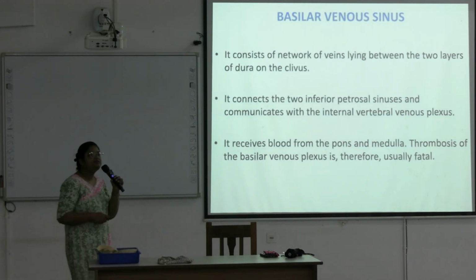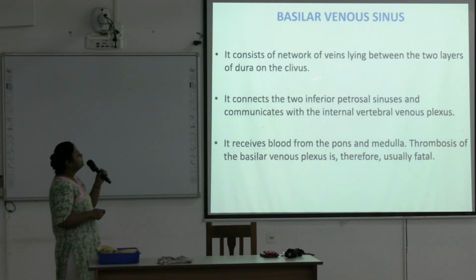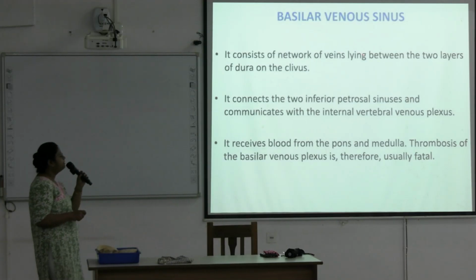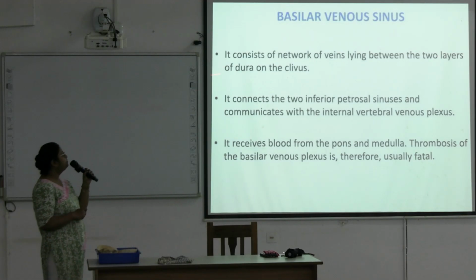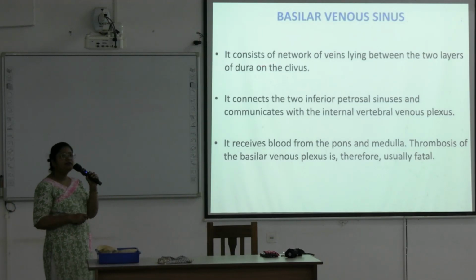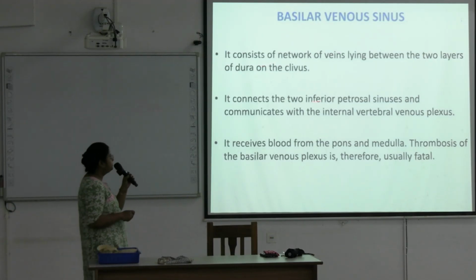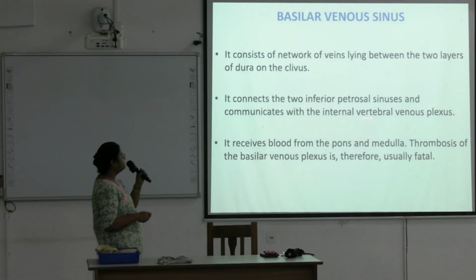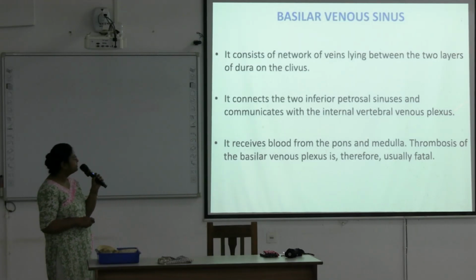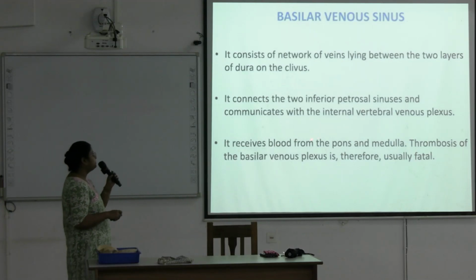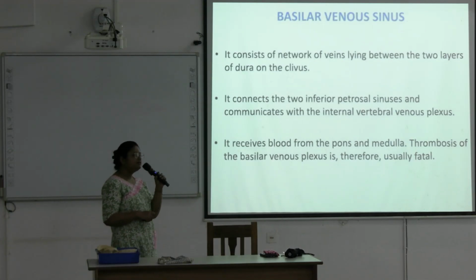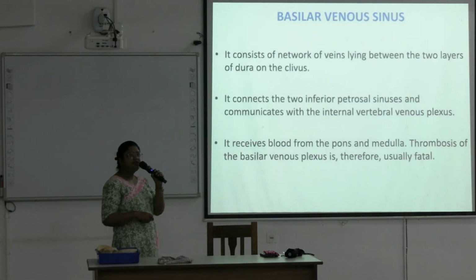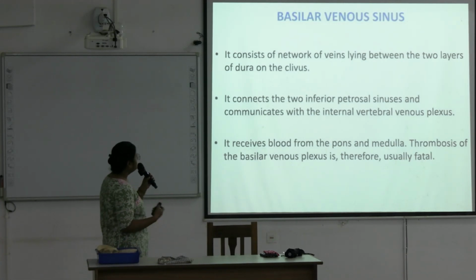Next we will go to the basilar venous plexus. The basilar venous plexus consists of a network of veins lying between the two layers of dura mater on the clivus. It connects the two inferior petrosal sinuses and communicates with the internal vertebral venous plexus. It receives blood from the pons and medulla, and thrombosis of the basilar venous plexus is therefore usually fatal.